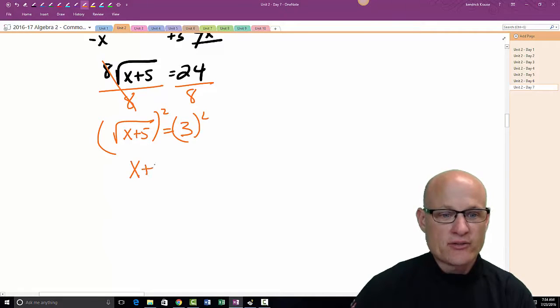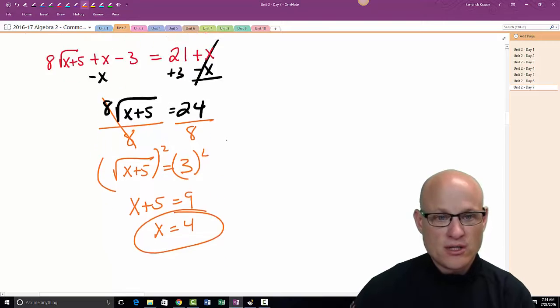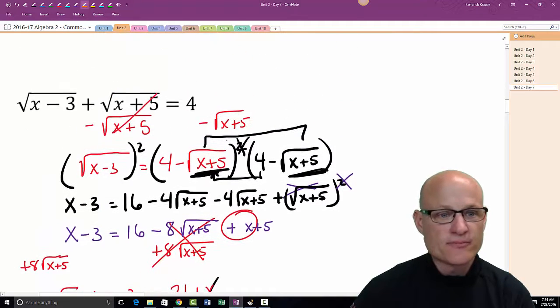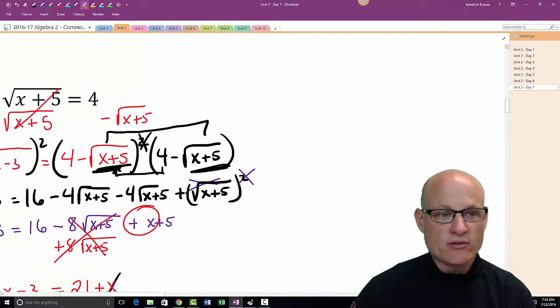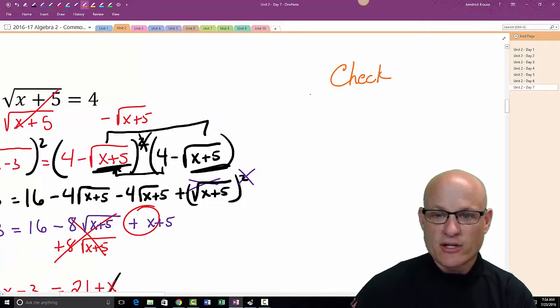And I get x plus 5 equals 9, or x equals, finally, 4. I should check my answer. Now checking this one's pretty easy. So let me rewrite it over here. Square root of x plus 3. So we're going to do a check. I'll do the check without the calculator this time.